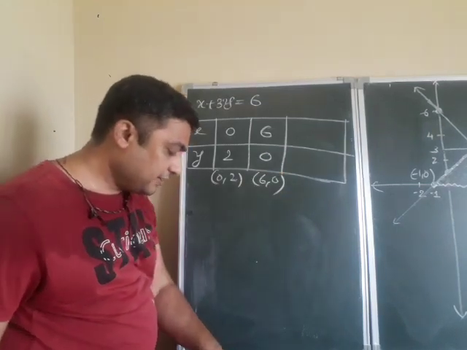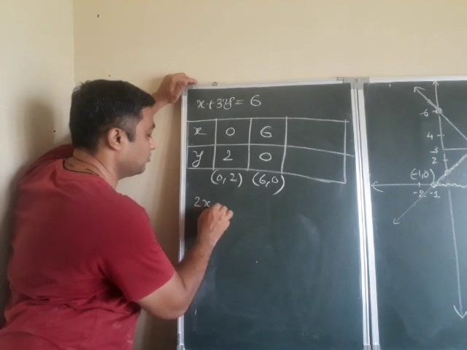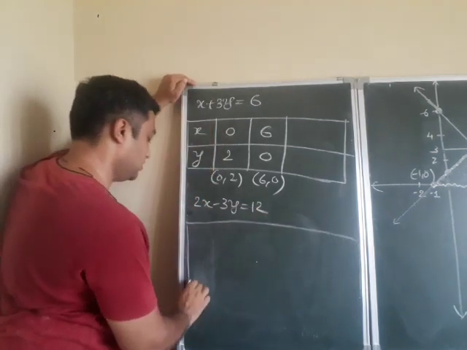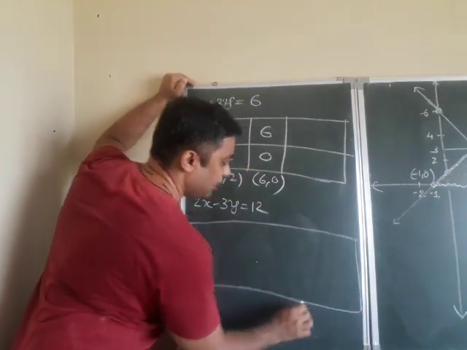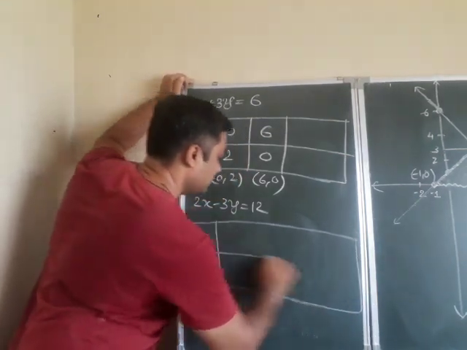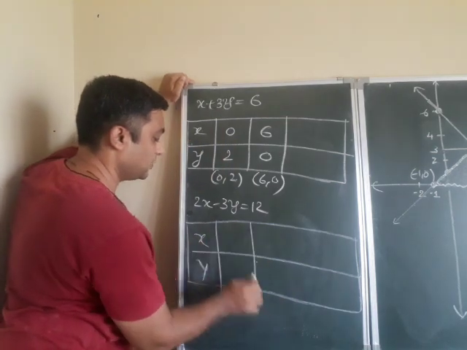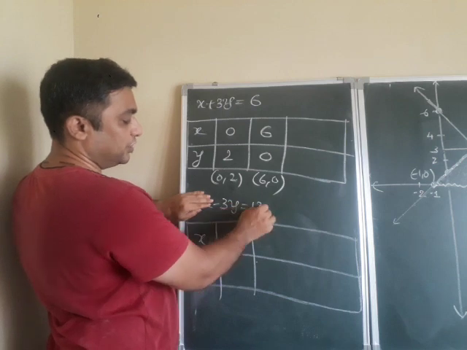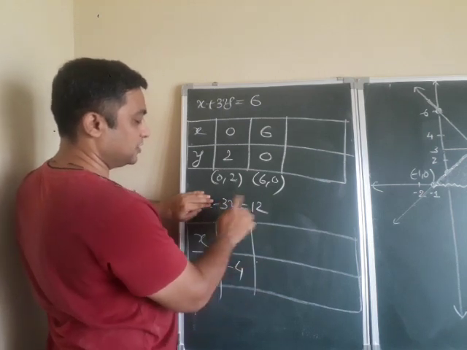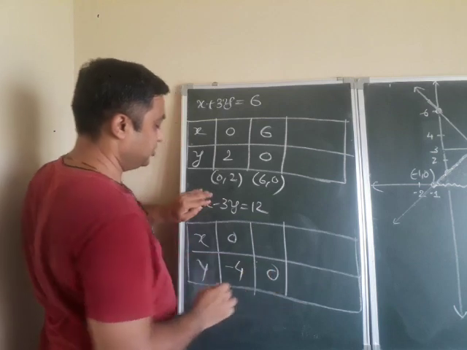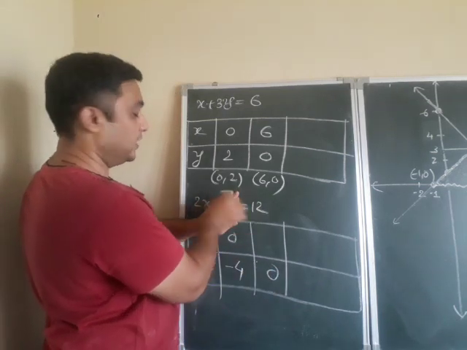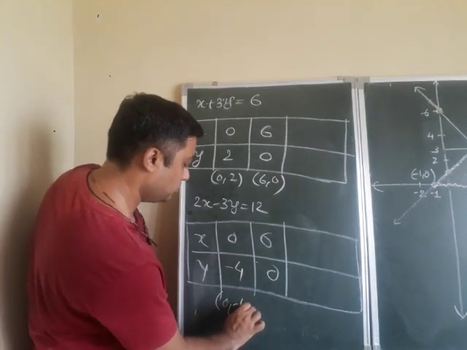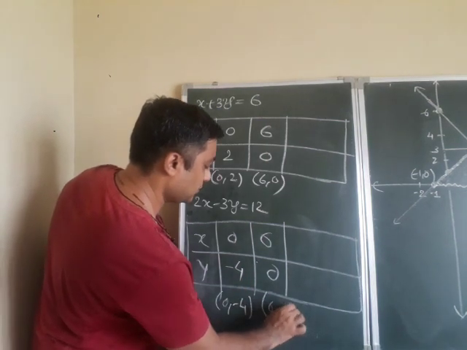Clear? Second equation is 2x minus 3y is equal to 12. So you also require 2 points for this line. Graphically check करना है how the lines are. X and y. X 0. So minus 3y is 12. So y is equal to minus 4. Now y 0 ले लीजिए. So 2x is equal to 12. So x is 6. So 2 points. 0 minus 4 and another is 6 0.